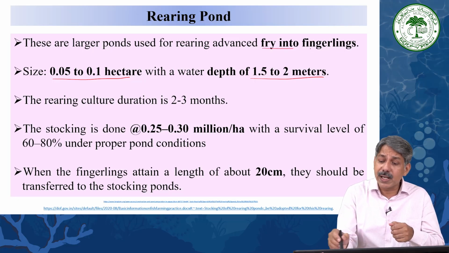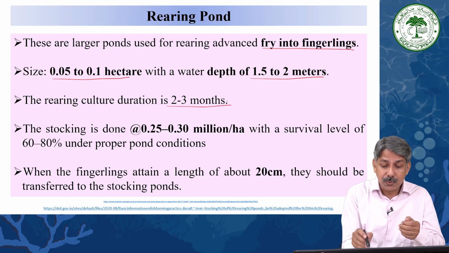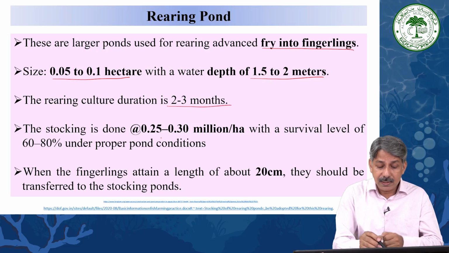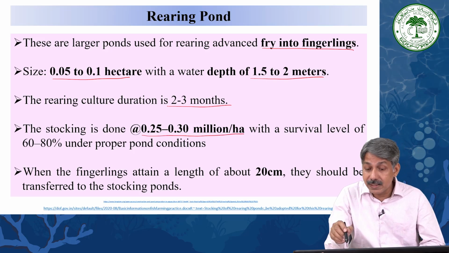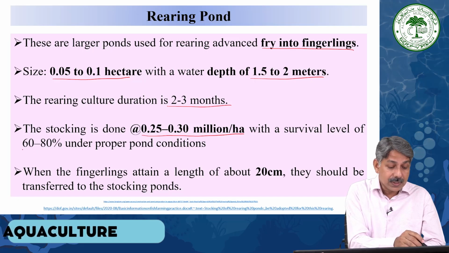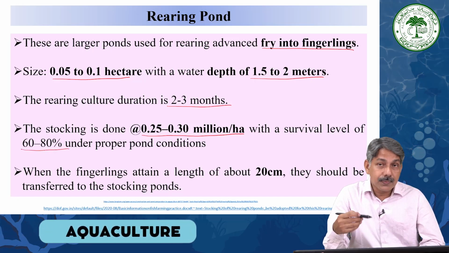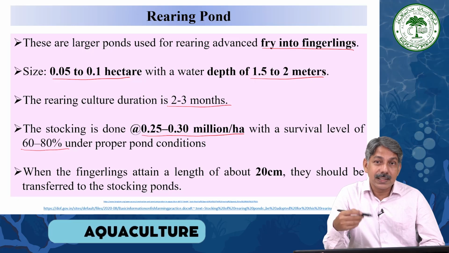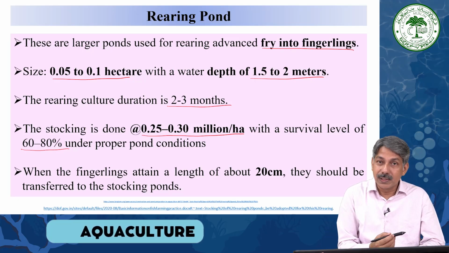Here we culture fry into fingerlings. The rearing duration may be 2 to 3 months. The stocking is done at 0.25 to 0.3 million per hectare, because we are stocking fry, with a survival rate of 60 to 80% under proper pond conditions. So if you are able to manage the pond well, then this survival rate can also be increased.